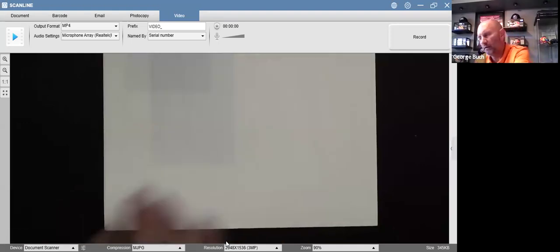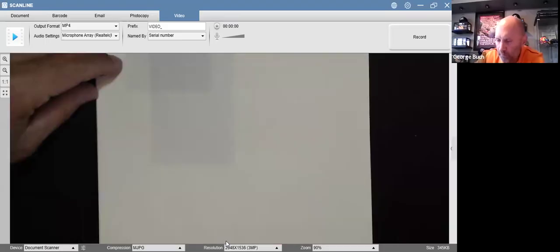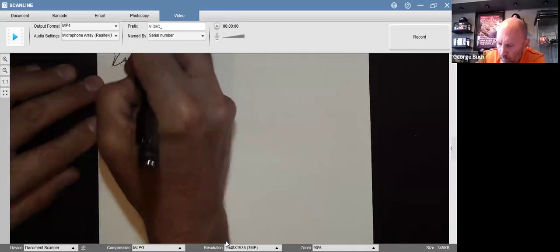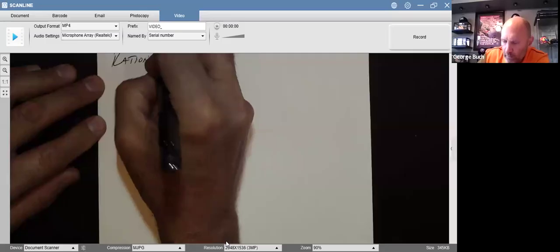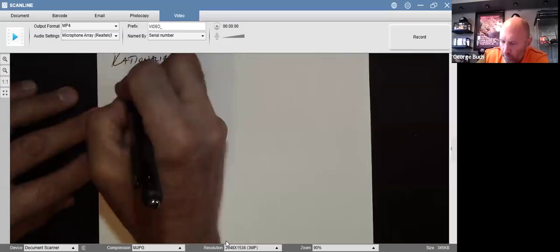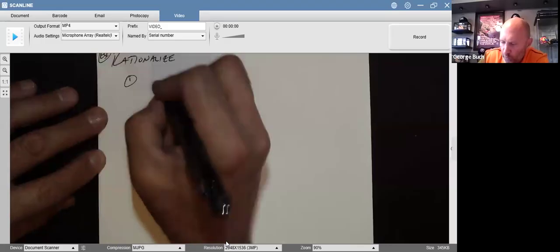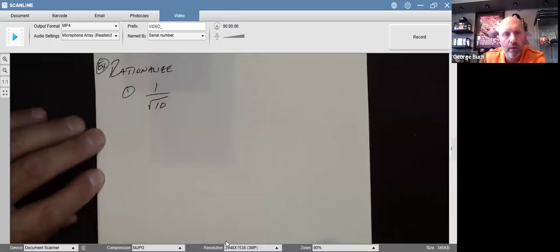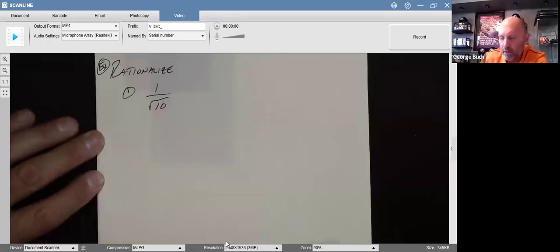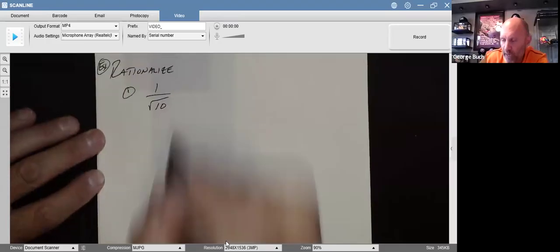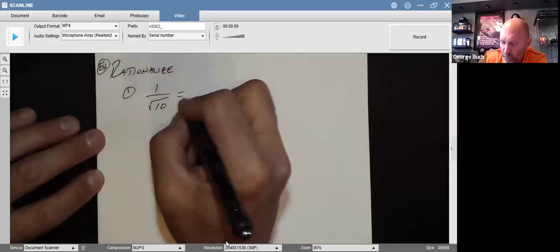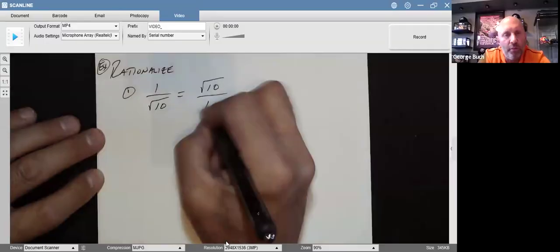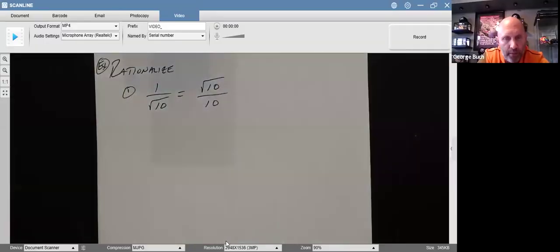Then last but not least, our rationalized problems. First one, rationalize 1 over square root of 10. So you could do it mathematically. You can multiply top and bottom by root 10, or you can do the shortcut, which is multiply the top by the radical and get rid of the root symbol in the bottom. So root 10 over 10.